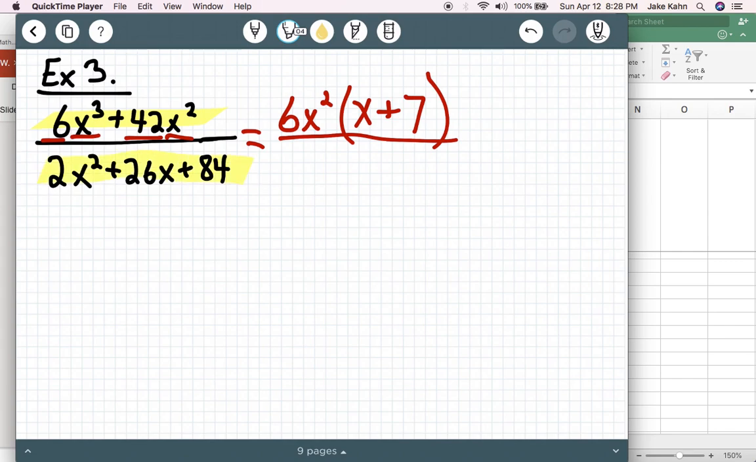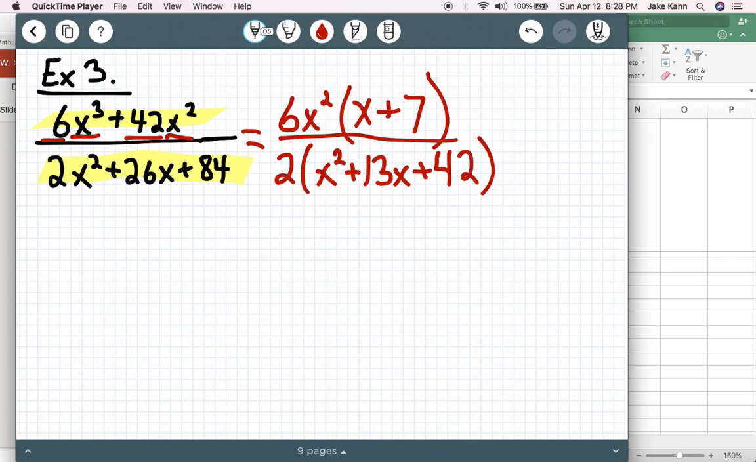Can we factor this? 2x squared plus 26x plus 84. The answer is definitely yes, because I see all of those numbers are even, right? So we can first take out a GCF. That's what I'm going to do first. My GCF is 2, because all numbers are even. Dividing each of those terms by 2, I get x squared plus 13x plus 42.